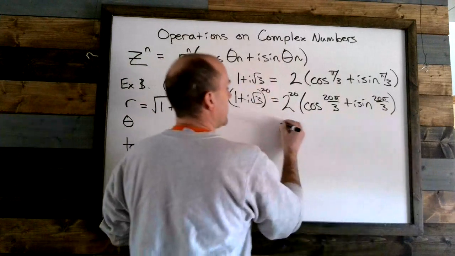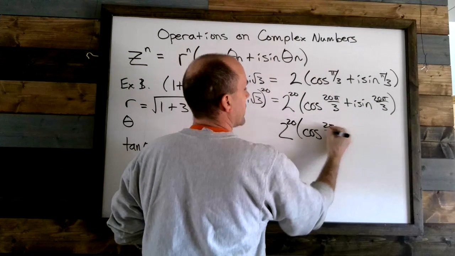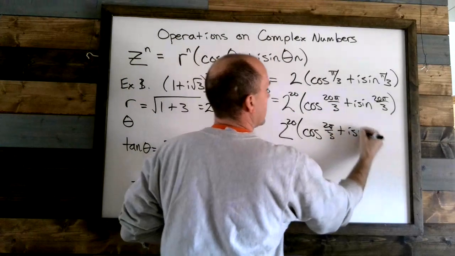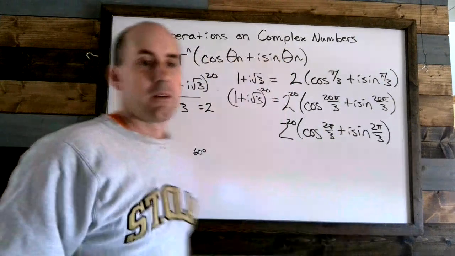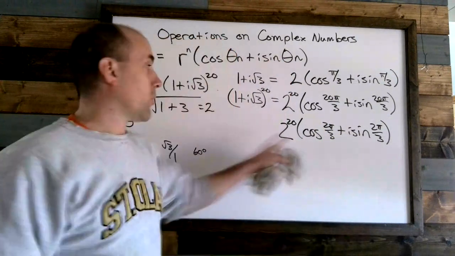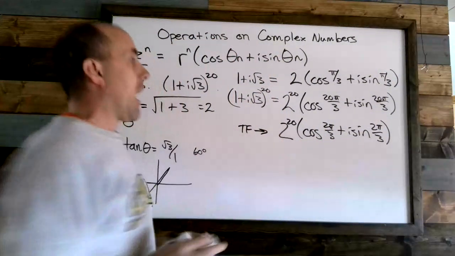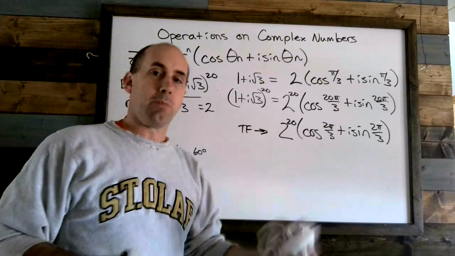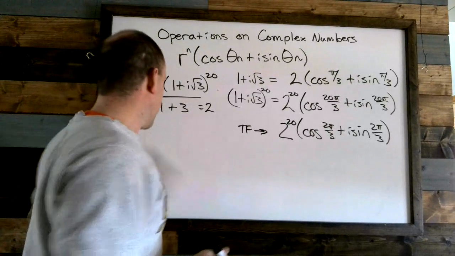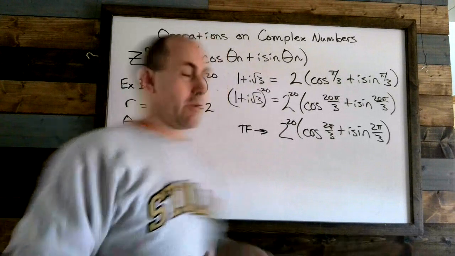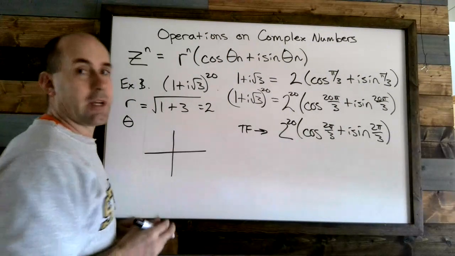So I have 2 to the 20th times the cosine of 2 pi over 3 plus i sine of 2 pi over 3. Good. So that's what we call the trig form of a complex number. Now, the other thing you want to do is place this into complex form. And in order to do that, we're going to need to be able to determine the cosine of 2 pi over 3.